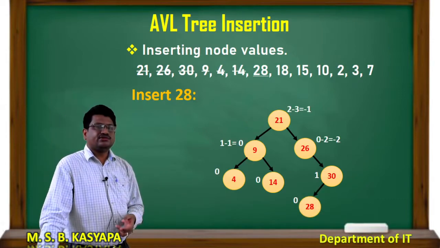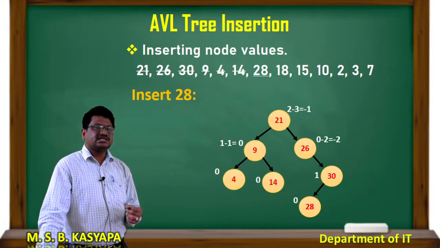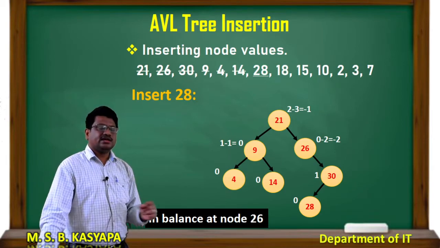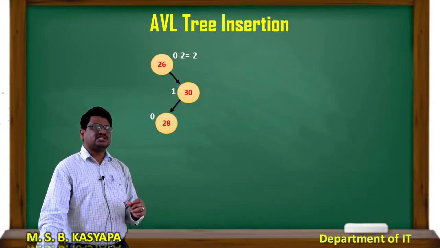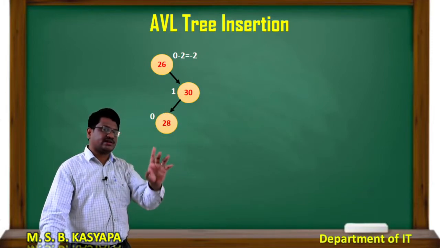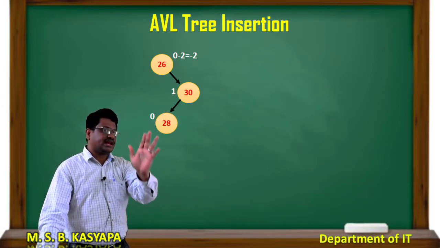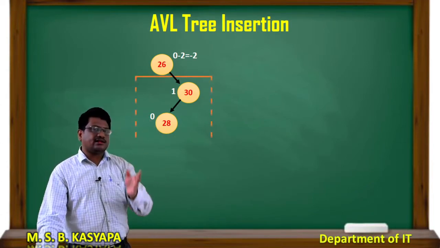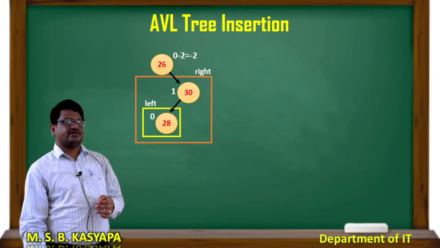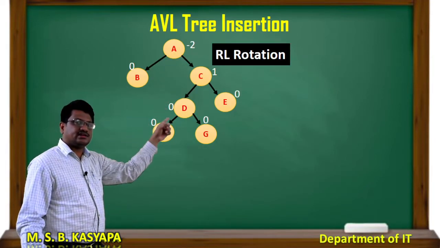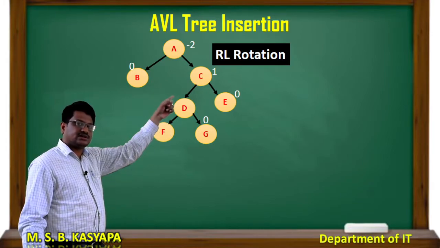Now again, if you calculate here, 26, 30, 28 is imbalanced. At 26, I got an imbalance. So that means 26, 30, 28. See, 26 having minus 2, that means right. Next, I have to check the right child. Right child is 1, so left, minus 2 plus 1, that is RL rotation. So according to RL rotation, first right, then left.